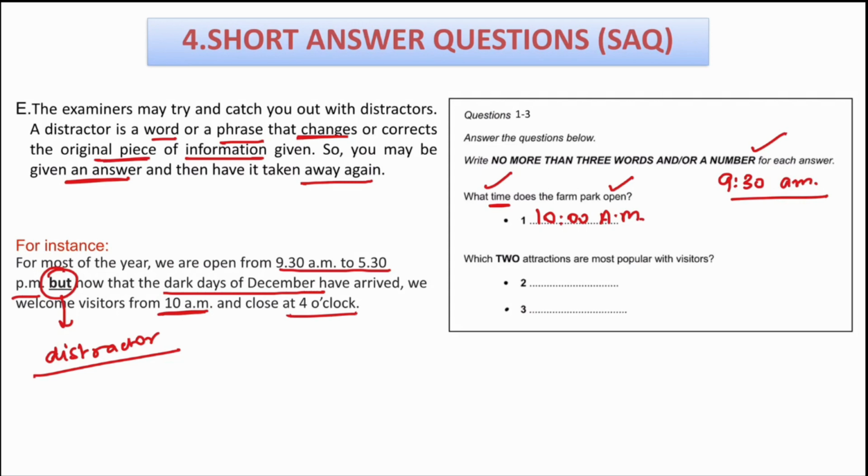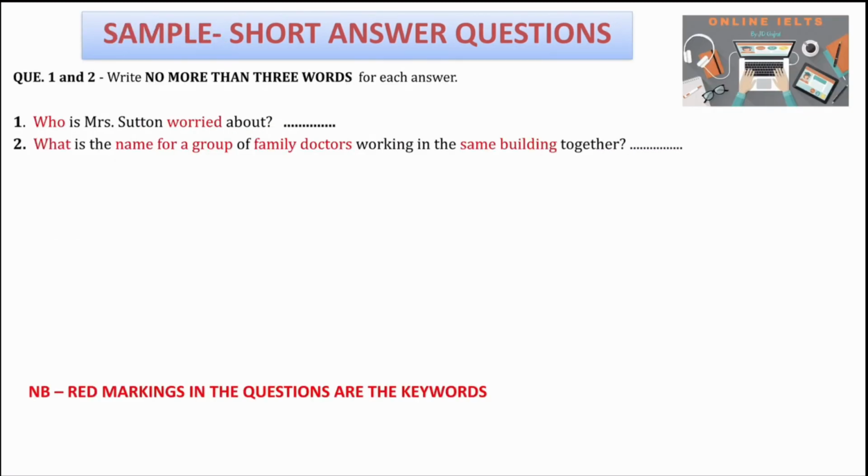You need to listen for contradictory words like but, however, although. These kinds of words can change the opinion of the examiner. So you need to listen to the words very carefully and you have to follow all these steps in marking your answer correctly. You have to solve this example.